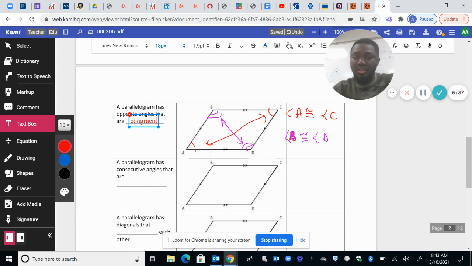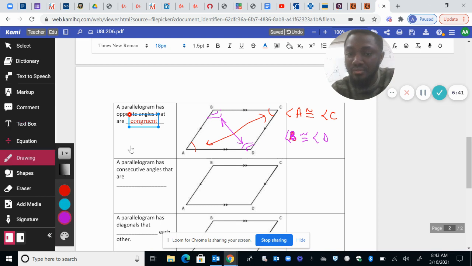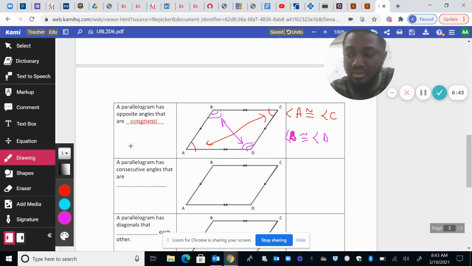And in addition to that, we're going to see consecutive angles. Consecutive angles mean angles that are next to each other, okay? As you can see, A and B are next to each other. So that's the meaning of consecutive, okay? Next to.